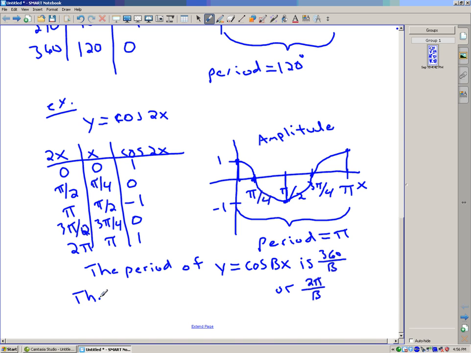And the amplitude of y equals, let's use sine this time, a sine of x is equal to a. So the number that is in front of the sine or cosine is your amplitude. And of course, if you don't see a number, then it's just a 1. And that is enough for now.